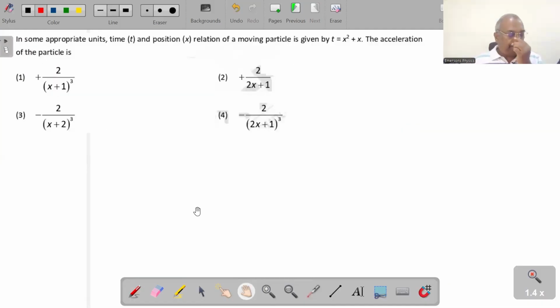Okay. In some appropriate unit, time t, position x of a moving particle is given by, time x is given, acceleration of a particle.